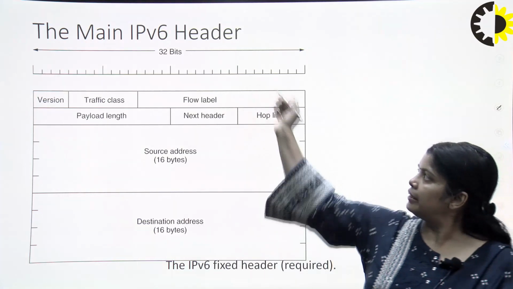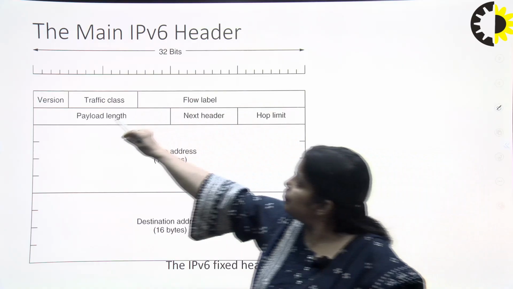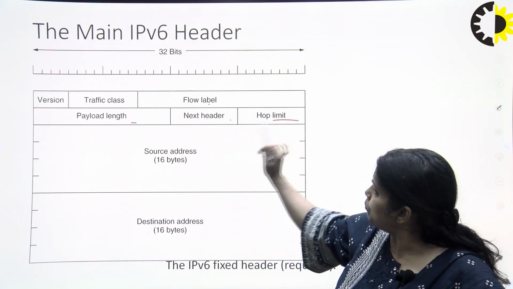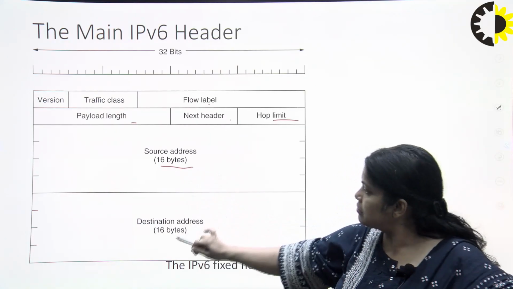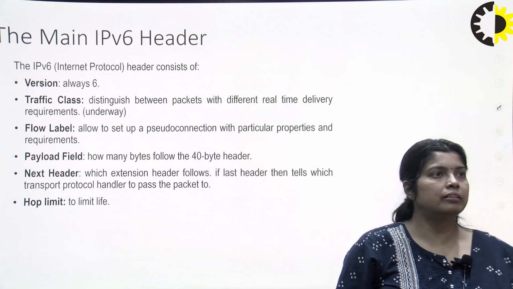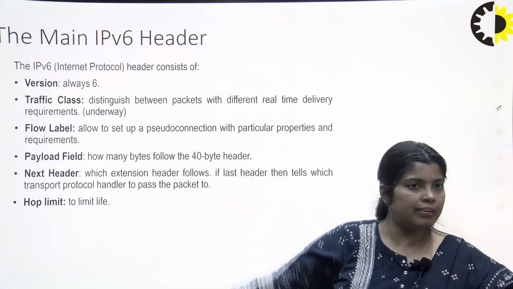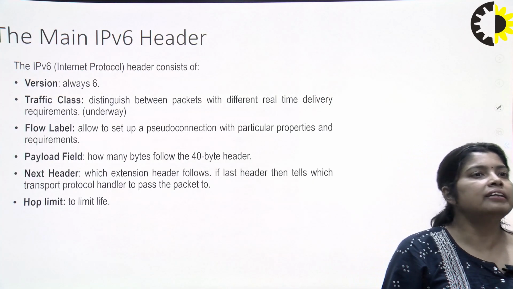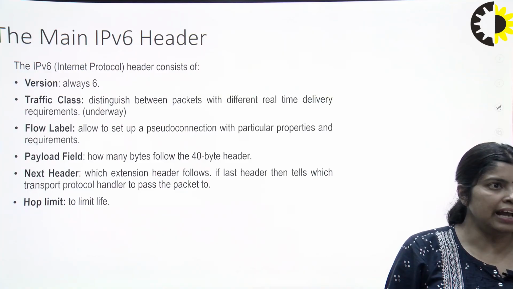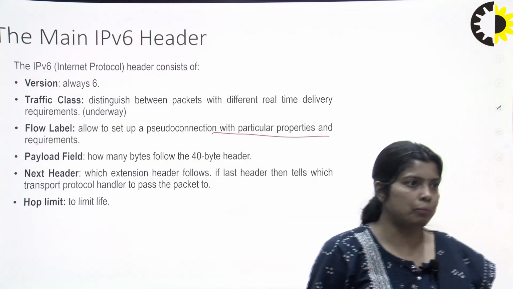So this is the header format. You have to remember that it is 32-bit. Here there is a version, traffic class, flow label, payload length, next header and hop limit. Source address is 16 bytes and destination address is 16 bytes. In the main IP version 6 header, the version is always 6, and the traffic class is for real time delivery, and the flow label is for the pseudo connection for particular properties.